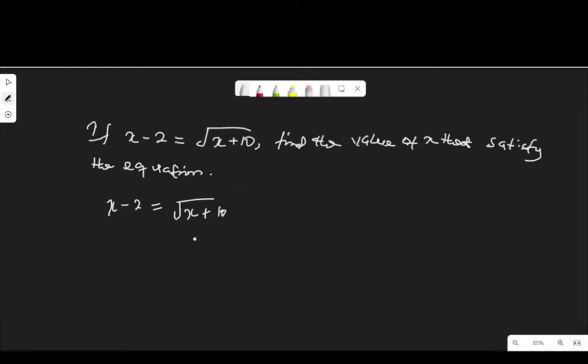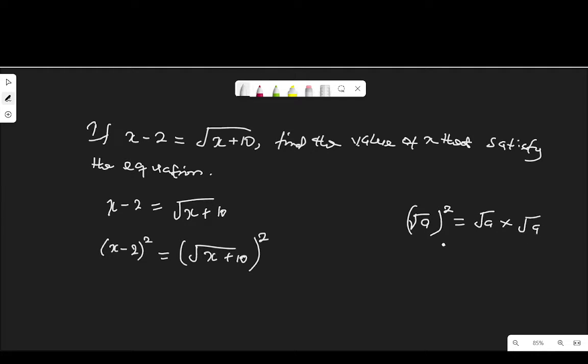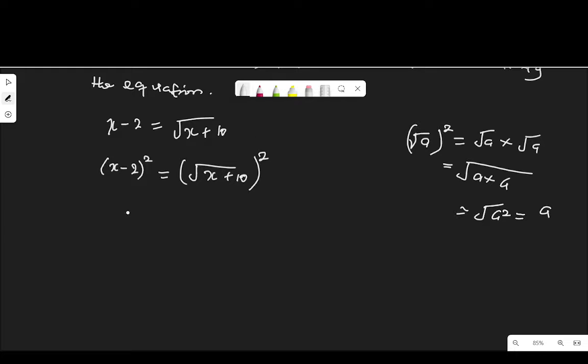To clear out this square root sign, I will need to square both sides. So I have (x minus 2) squared is equal to (the square root of x plus 10) all squared. The square root of a, times the square root of a, is the square root of a times a, which is the square root of a squared, and that is a. So the point I'm trying to make here is that when you square a square root, you get rid of the square root sign, so that I'll have (x minus 2) to the power of 2 is equal to x plus 10.